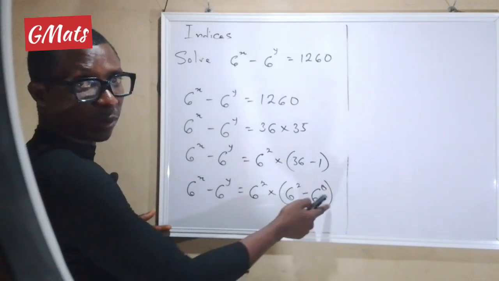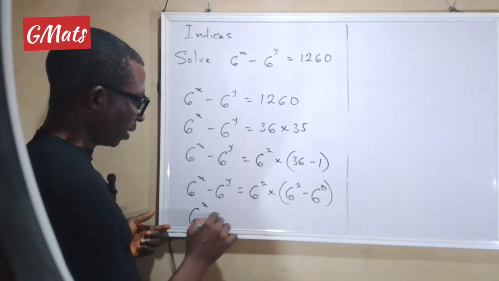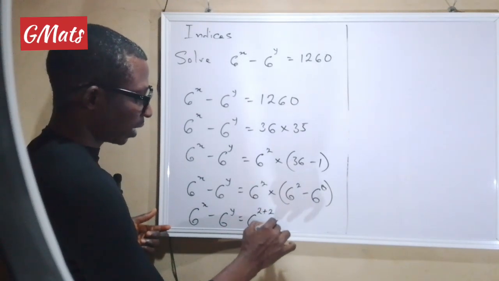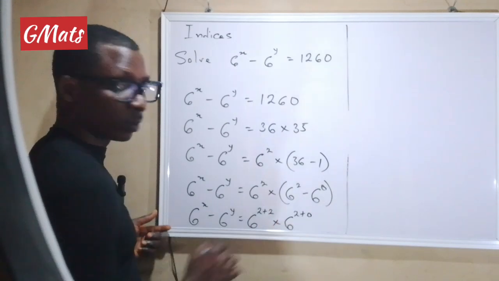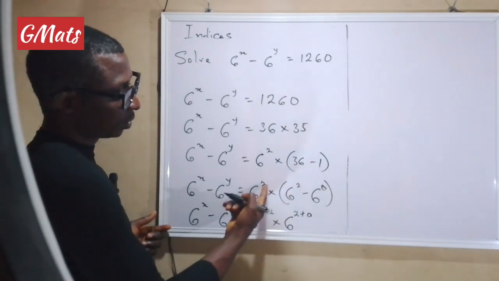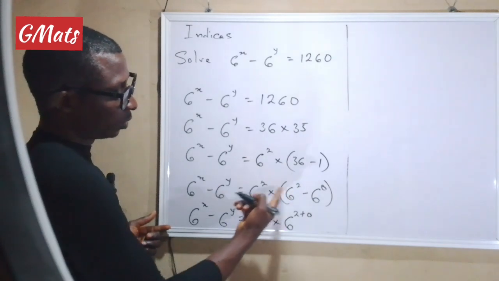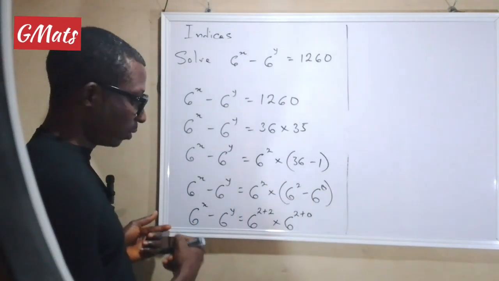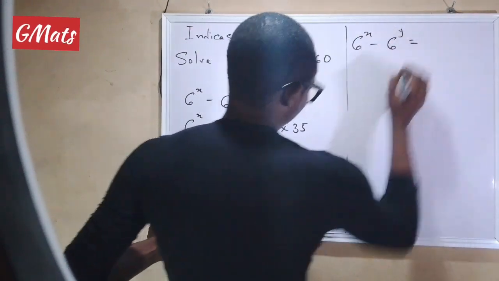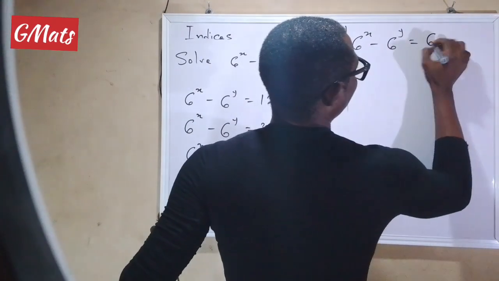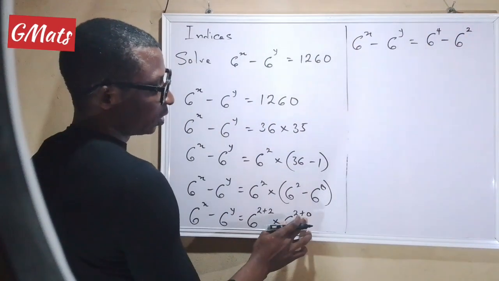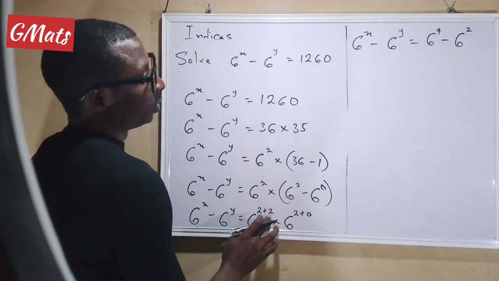So we can now open the brackets here. So we have 6 raised to the power of x minus 6 raised to the power of y equals 6 raised to the power of 2 plus 2, minus 6 raised to the power of 2 plus 0. When you apply the law of indices, the powers add themselves: the 2 adds itself with 2, and the 2 adds itself with 0. So we have 6 raised to the power of x minus 6 raised to the power of y equals 6 raised to the power of 4 minus 6 raised to the power of 2. 2 plus 0 is 2. 2 plus 2 is 4.